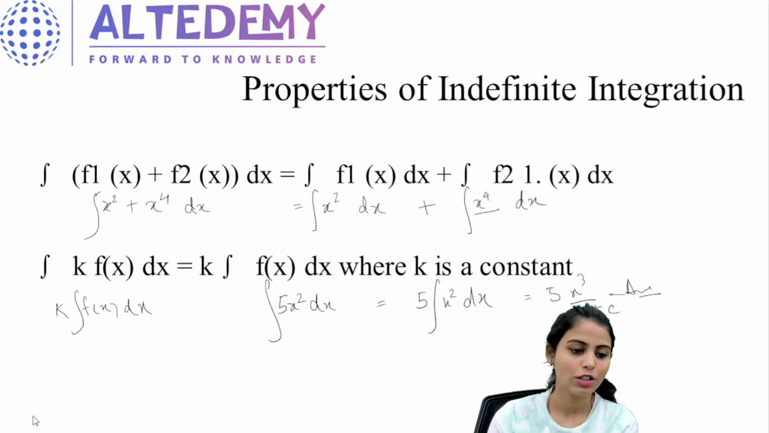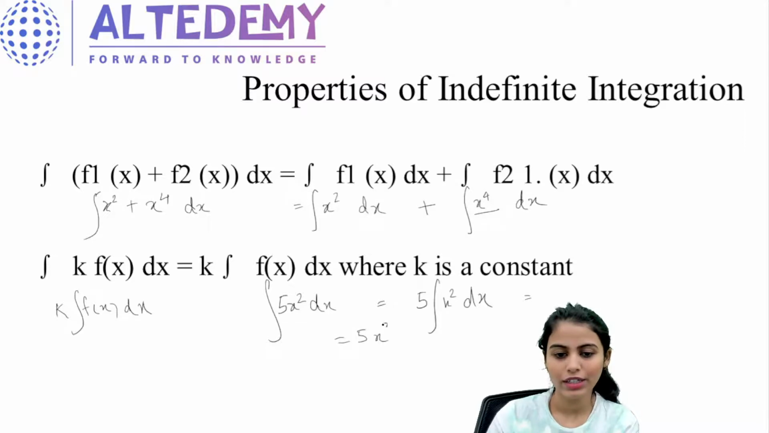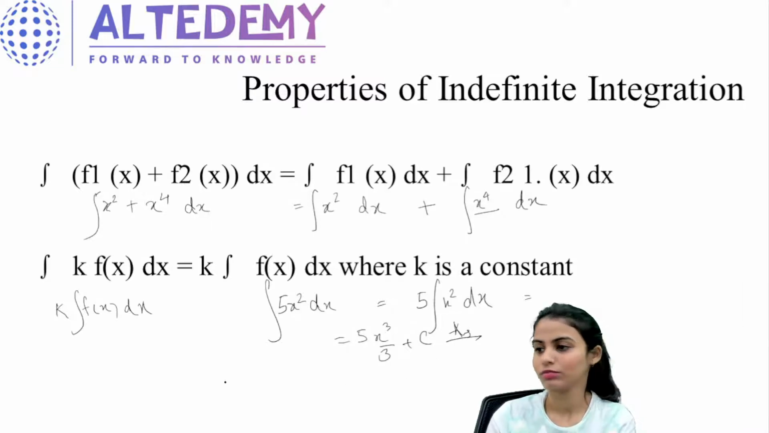No, it's not visible. Sorry, I just wrote it, and you guys must not be able to see. Okay, 5 x cubed by 3 plus c. This will be the answer. Cool.